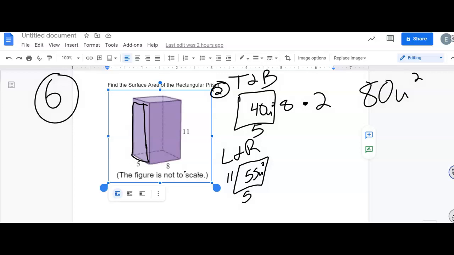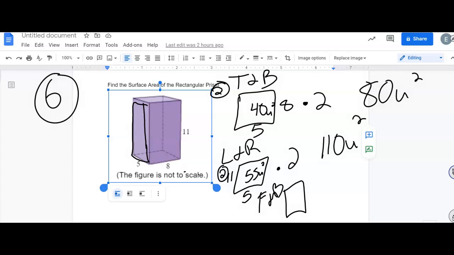What do we do with that 55 units squared? Multiply. Nice. I like the energy there. Multiply by 2, then we get 110 units squared. We have another 2 faces. And the last thing we need to figure out is what, Sydney? Front and back. What are the units for the front and back rectangle?